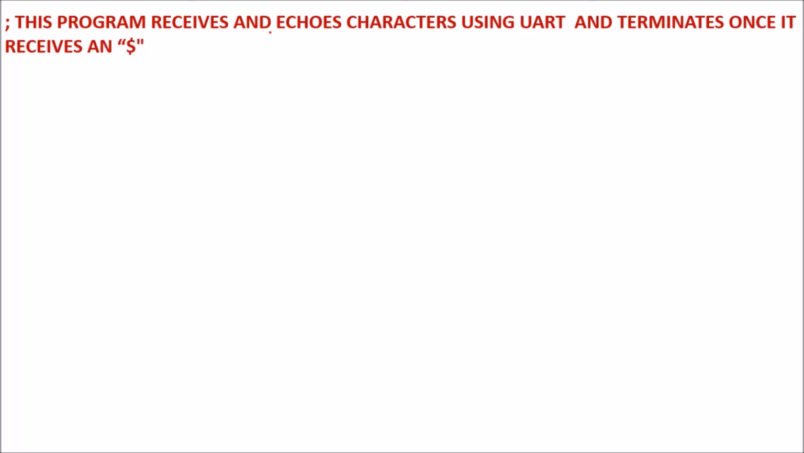And if the received character is a dollar sign, that means when I press the dollar sign through the keyboard, then the program will end and it will not transmit any more characters. So start writing from the address 00H, and here I have written the instruction LJMP main. Since we are not using any interrupt, you can directly start writing the main program from this address also.